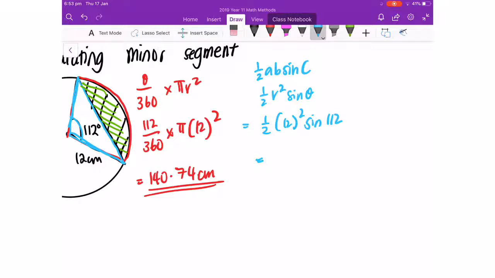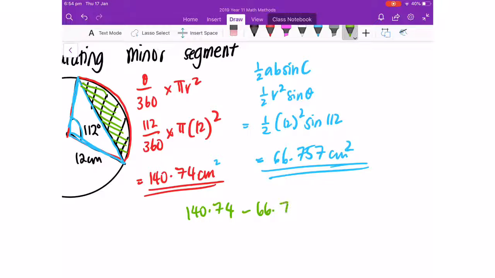Times 112. So that comes to 66.757, approximately something like that. All right, so what I'm going to do now, that should be squared, isn't it? I'm going to subtract them now, so I'm going to write that in green. 140.74, take away 66.76. I'm just going to round it. So I do 140.74 take away 66.76, and that comes to 73.98 centimeters squared. There we go.